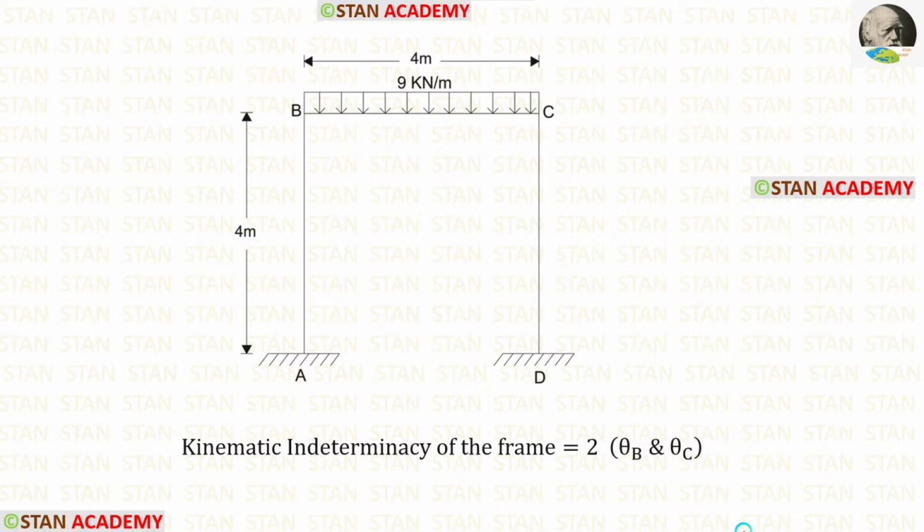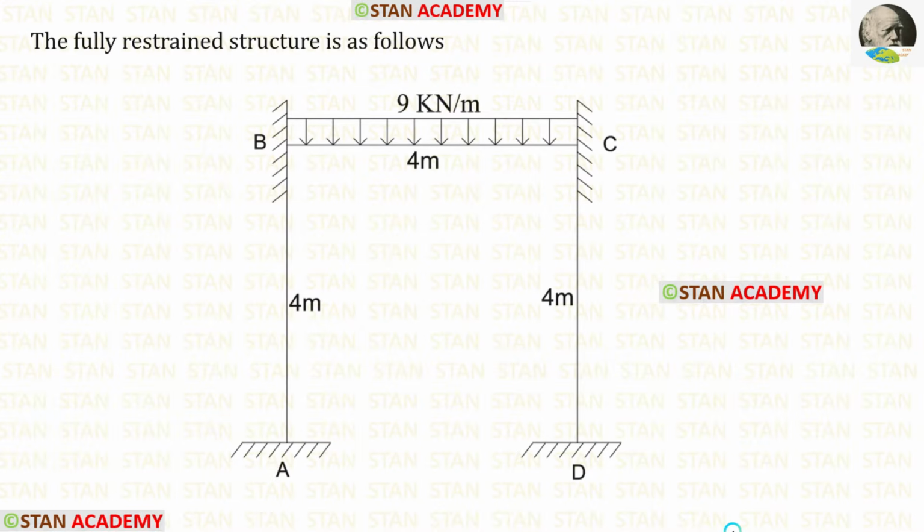Now let us find the kinematic indeterminacy of the frame. We know that this is a non-sway type frame. In this frame, in the joint B, we have the slope theta B, and in the joint C, we have the slope theta C. So the kinematic indeterminacy of the frame is two. Now let us make the fully restrained structure. For that, we have to provide fixed supports in the joints B and C.